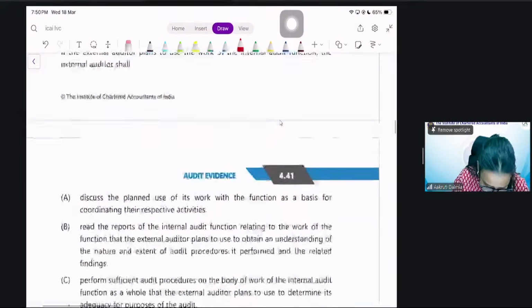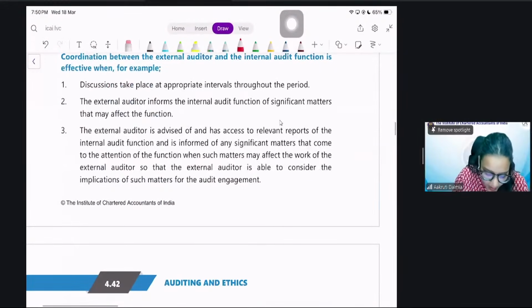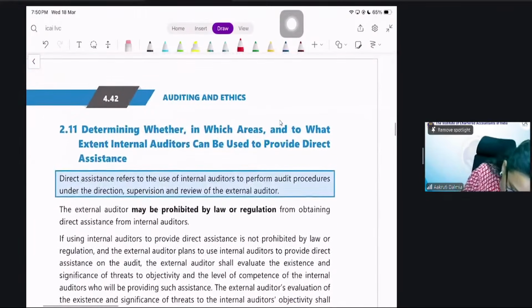Okay. This part you can read. It's again quite a part that I've already explained to you a lot. So you can just go through them. Now come to this part.